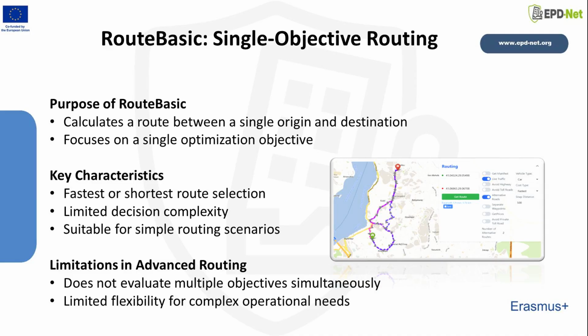Route Basic is a routing service designed to calculate a route between a single origin and a single destination. It focuses on optimizing one objective at a time, typically selecting either the fastest route based on travel time or the shortest route based on distance. This service is well suited for simple routing scenarios where decision complexity is low and only one optimization goal is required. Examples include basic navigation tasks or straightforward point-to-point travel where additional constraints or objectives are minimal.